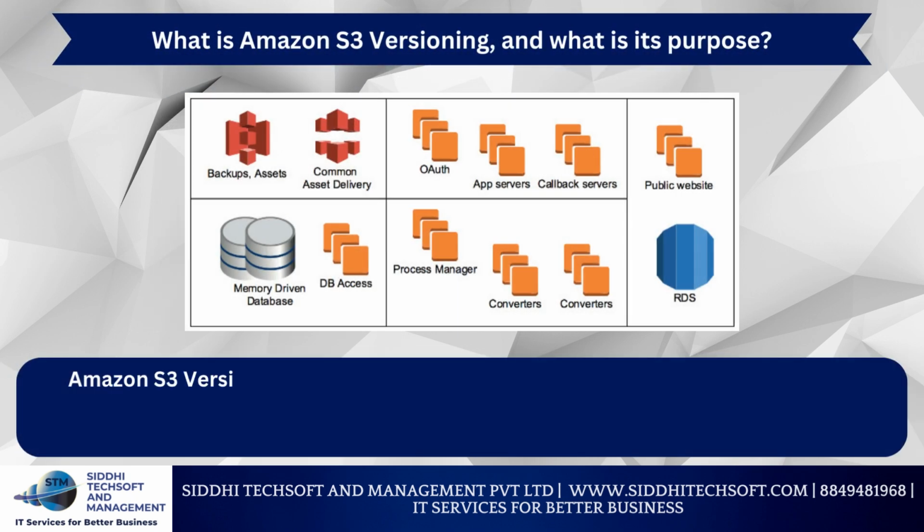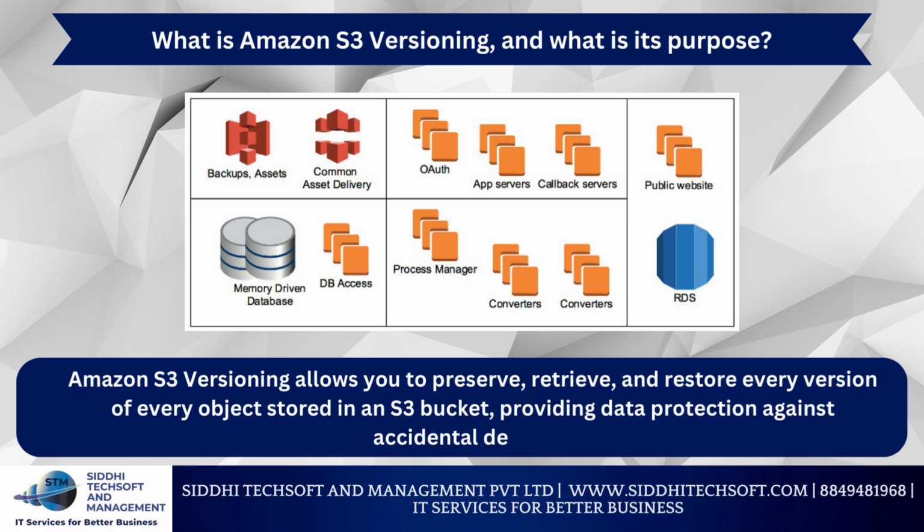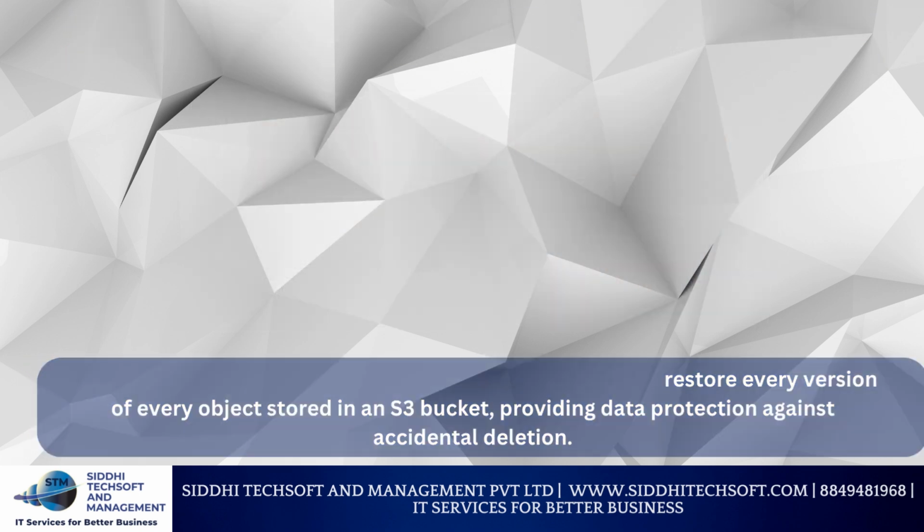What is Amazon S3 versioning, and what is its purpose? Amazon S3 versioning allows you to preserve, retrieve, and restore every version of every object stored in an S3 bucket, providing data protection against accidental deletion.